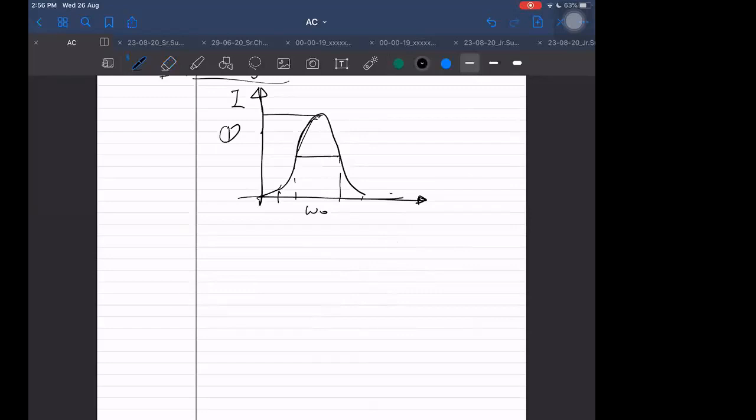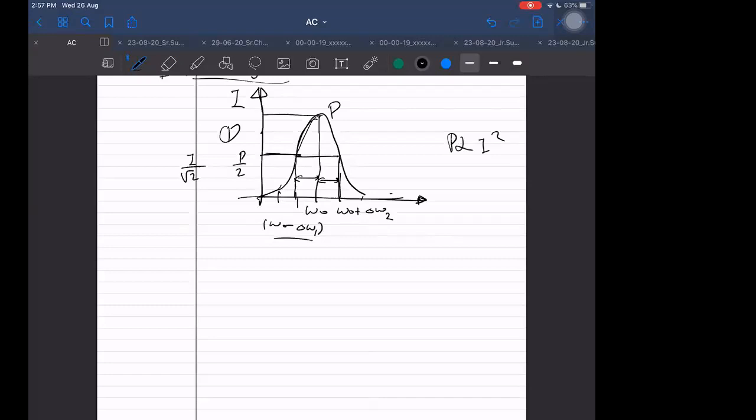I will define it in this way. If this current is I, or it has power P, I will take two frequencies here. One is omega naught plus delta omega, let us say, and the other is omega naught minus delta omega. This may be omega 1 and this may be omega 2, because the values may not be the same on both sides. It may be a different value this side, a different value the other side. And here the power becomes half, and since power is proportional to the square of current, the current becomes 1 by root 2 times.